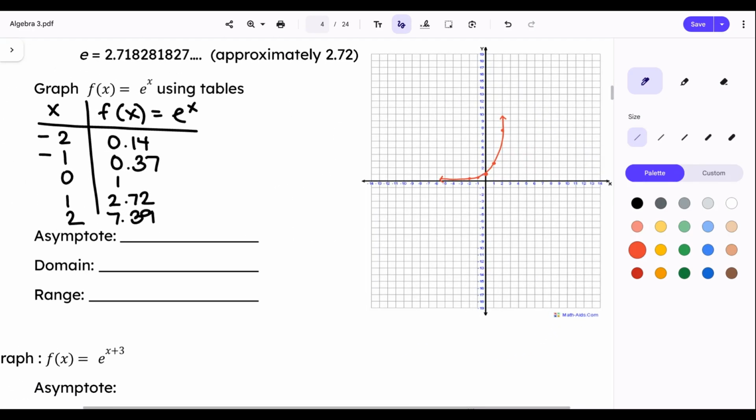All right. What would be the asymptote here? Good. It would be y equals 0 still, because it's never going to cross that x-axis. It's never going to be y equals 0 on your table. We could go up or down to positive or negative, and you're never going to get a 0 there. What would be the domain? What are your x values?